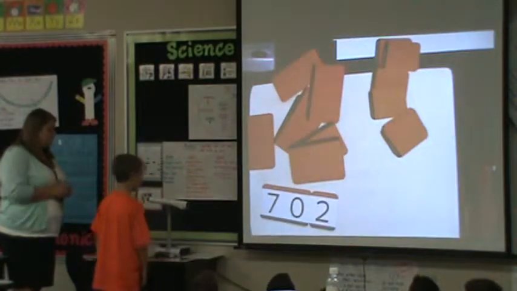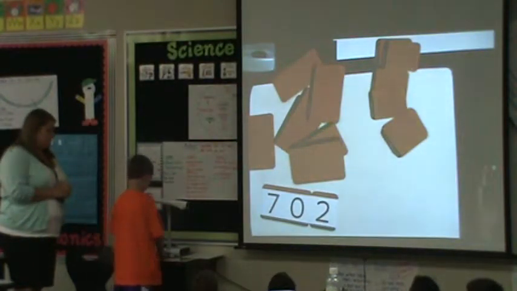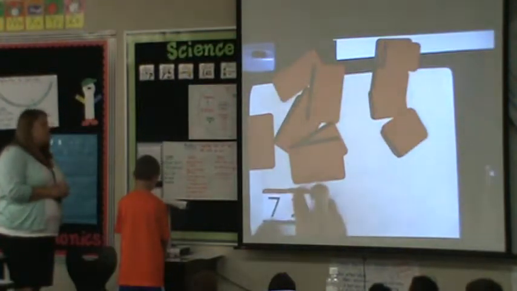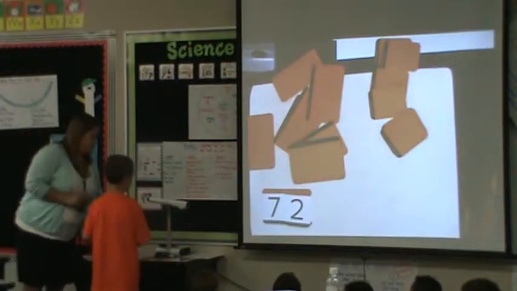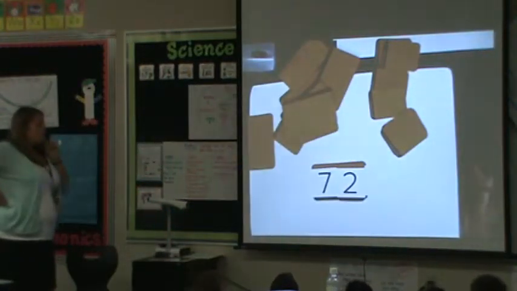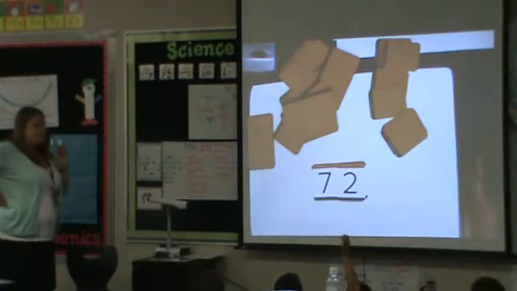Okay, now put them together. So put them together so it's a 2 digit. How would you put it together? What's 70 then plus 2 more? Garrett, what number have you made? 72. Okay, everybody else, your job is to be thinking, what do you know about the number 72?